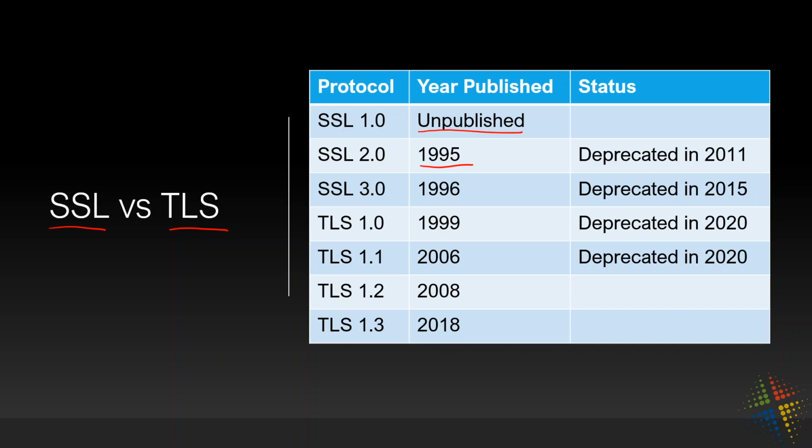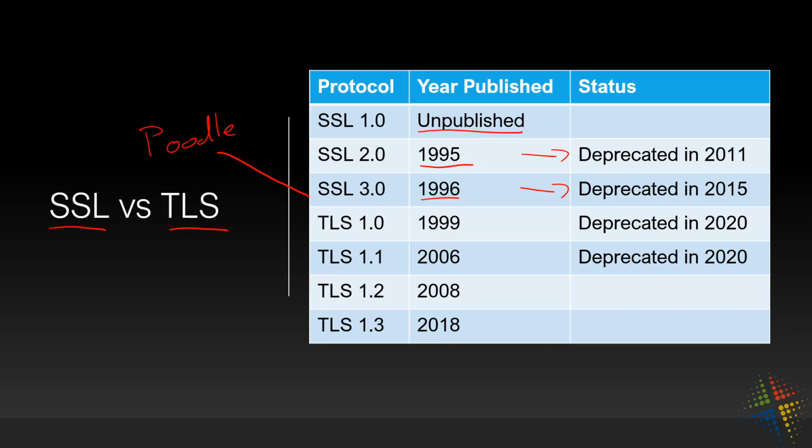SSL 3.0 came out a year later in 1996, and as you can see, both of these are considered deprecated and should not be used. Deprecated meaning old, meaning easily broken. In fact, SSL 3.0 is vulnerable to what's called a POODLE attack, which is very easy to implement, and therefore most any website that was running SSL 3.0 is considered vulnerable because they support the 3.0 protocol.